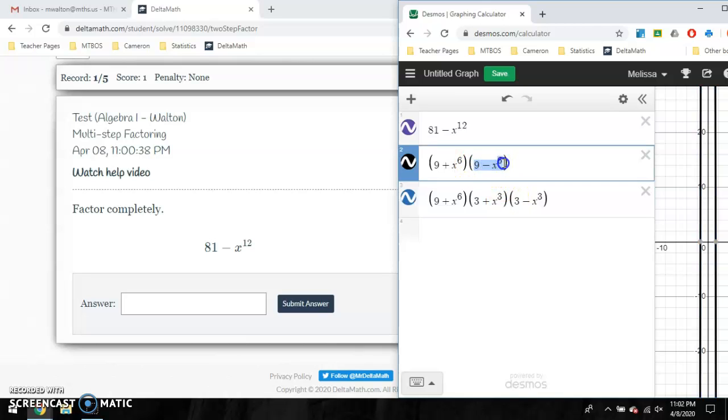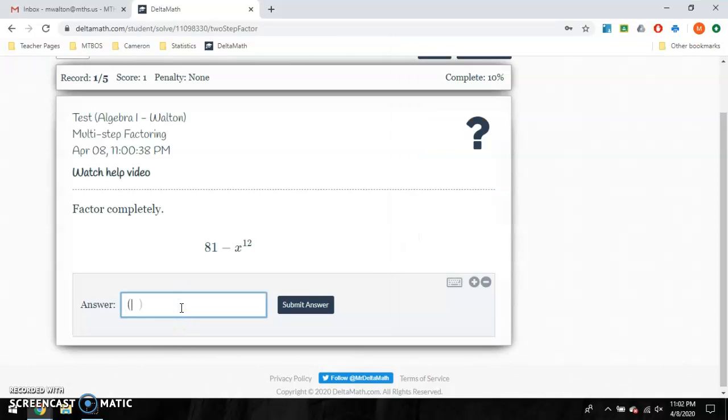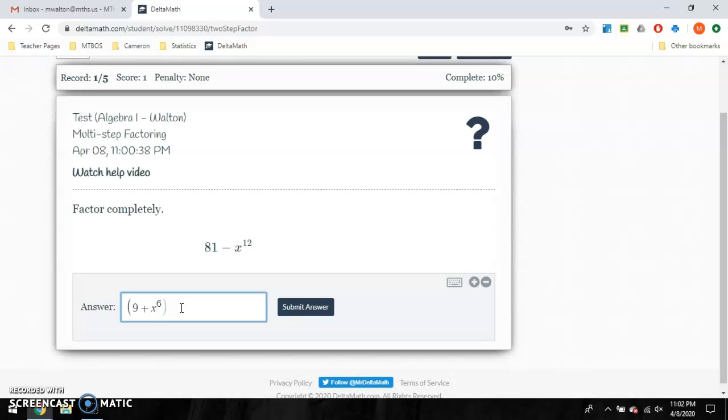And then finally, I had one more difference of 2 squares. My 9 breaks up into 3 and 3, and x to the 6th breaks up into x cubed and x cubed. So I'll go ahead and type that in here. I had 9 plus x to the 6th power, 3 plus x to the 3rd, times 3 minus x to the third. All right, and that should be good.